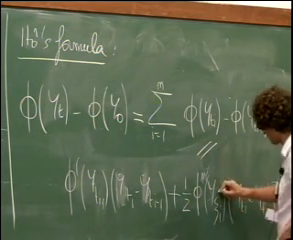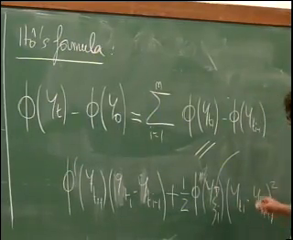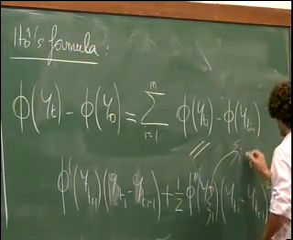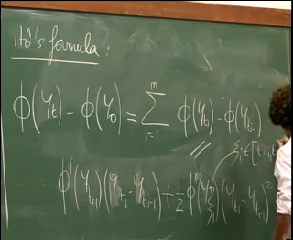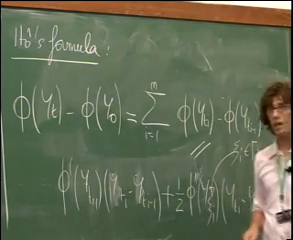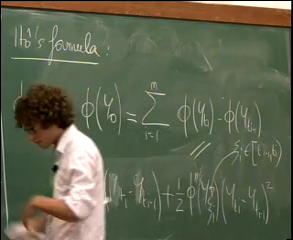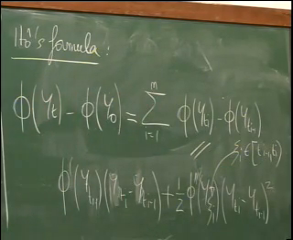And this c_i belongs to the interval t_{i-1}, t_i. Okay? I try to mimic the usual proof, but I know that there will be troubles with the second order term, so I add a term.